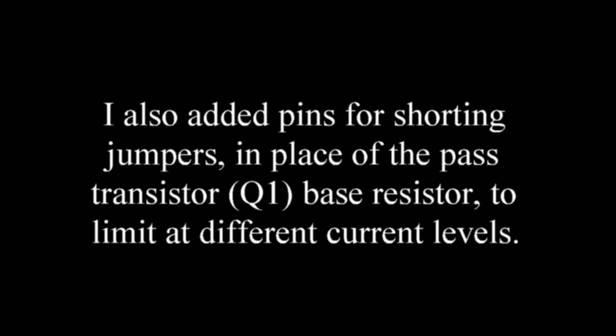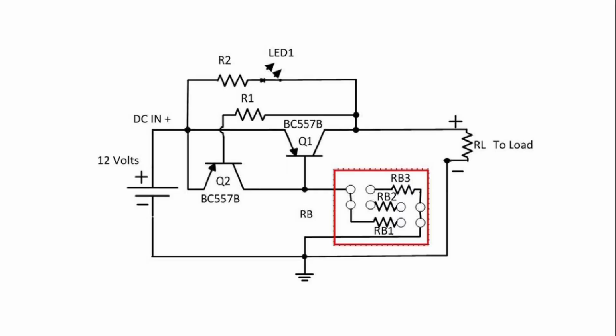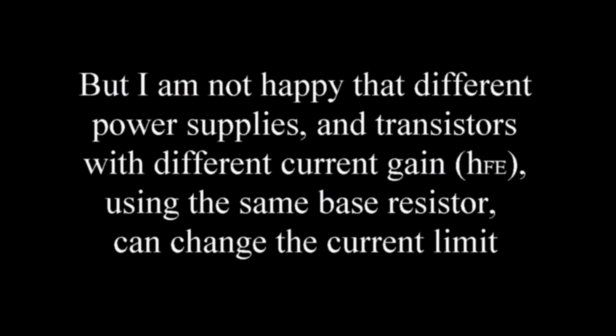I also added pins for shorting jumpers in place of the past transistor base resistor to limit at different current levels. Here is the RB resistor replaced by pins for shorting jumpers and resistors: RB1 10K resistor, RB2 50K resistor, and RB3 also 10K resistor. But I am not happy that different power supplies and transistors with different current gain using the same base resistor can change the current limit.